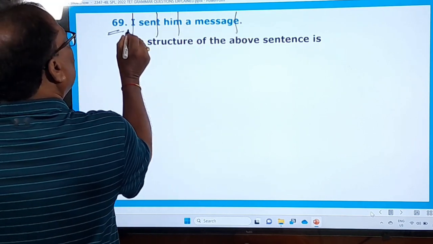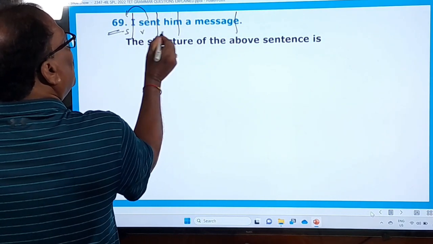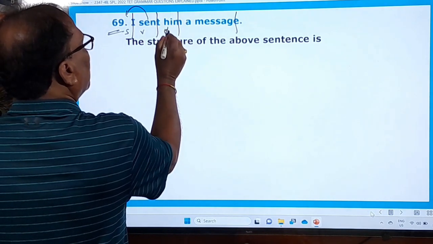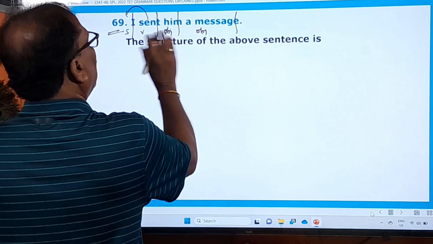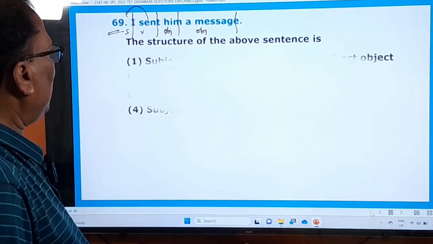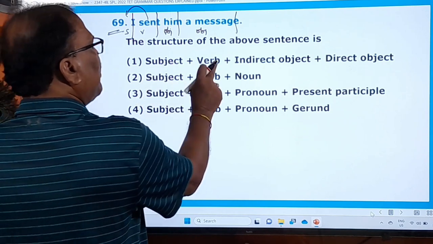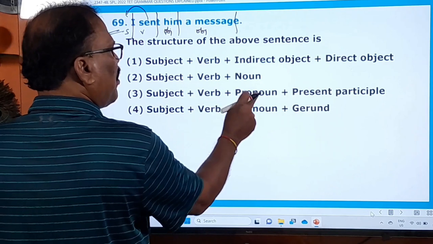So, this is always the subject. Any word before the verb is called the subject. So, this is the verb. And him means this is the object. Okay, right. Let us see the verb patterns, the structures he has given. Subject, verb, indirect object, direct object. Subject, verb, noun or pronoun. Subject, verb, pronoun, present participle.